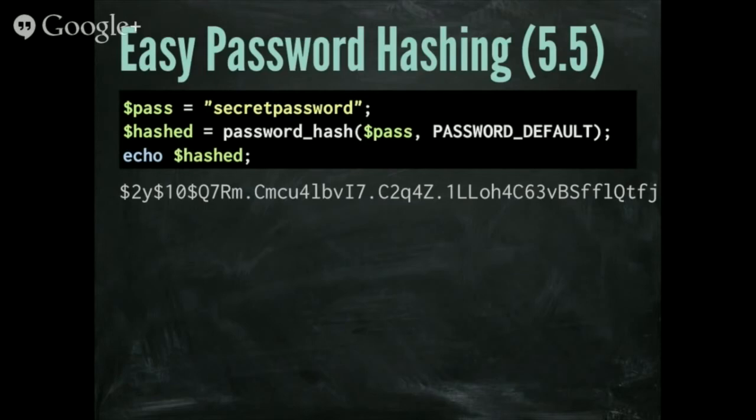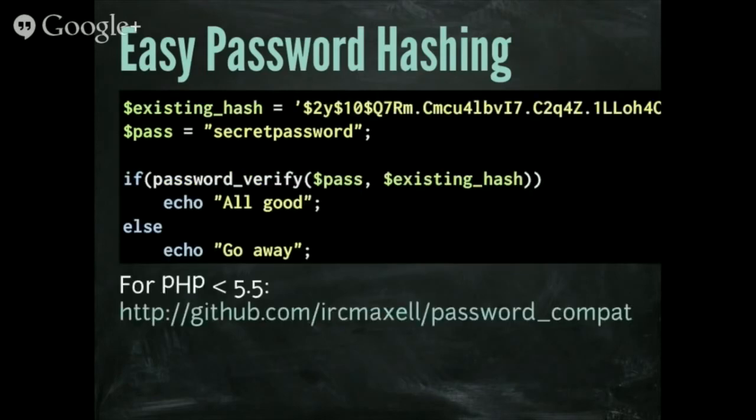When they come to log in again later, then we've got the existing hash, we've got that from the database. They log in with their secret password, and we call password_verify, offering the password they gave us and the hash that was stored. The password_verify method knows how to look at the existing hash, see how it was hashed, and apply that to our secret password, and then compare them.